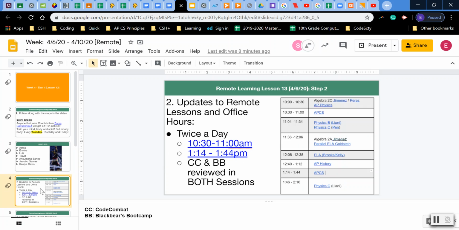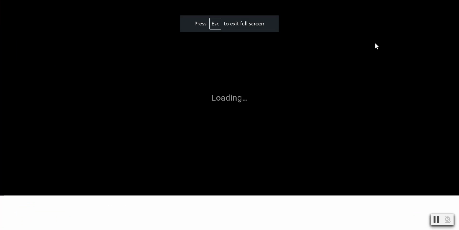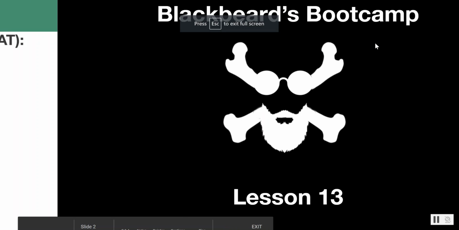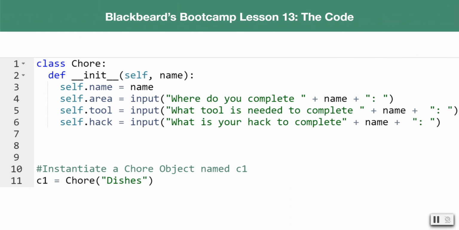So let's get into the content now. Lesson 13. So this week's goals are that students will be able to create classes in Python, create methods in Python classes, and instantiate objects in their code. Some of these words may sound foreign, some of them may sound familiar because we went over them a little bit last year. Hopefully, we're going to be able to take some time and go a little bit more in depth this time. Here's the code that you're going to get for your assignment for today. Check it out.